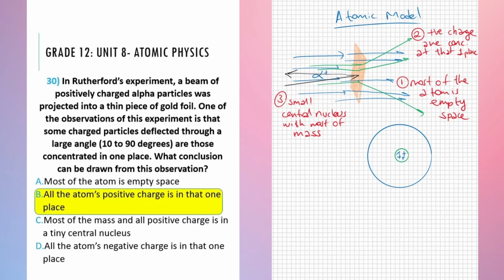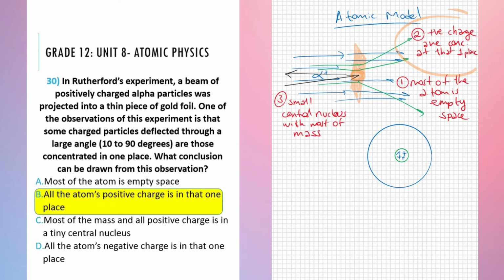That means our second conclusion. The second conclusion that we have right here, there's this one place somewhere inside the foil where alpha particles were just being deflected by large angles. And that one place is where the atom's positive charges lie. So that is the second conclusion, and that is the reason why those particles were deflected.